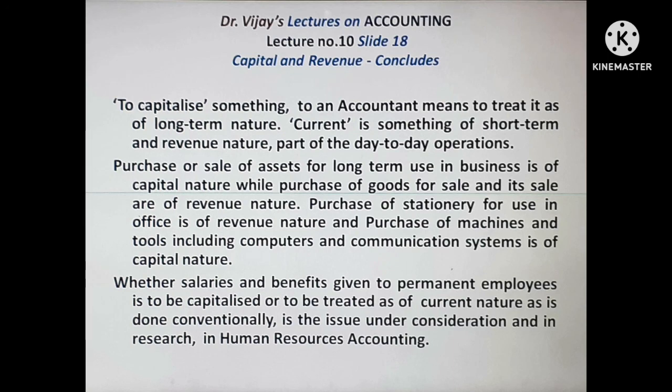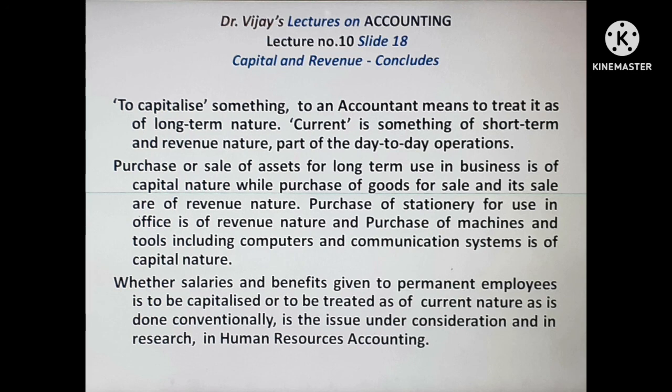Our explanation of capital and revenue and this lecture number 10 concludes with this slide. To capitalize something to an accountant means to treat it as of long-term nature. Current is something of short-term and revenue nature, part of the day-to-day operations of the business. Purchase or sale of assets for long-term use in business is of capital nature, while purchase of goods for sale are of revenue nature. Purchase of stationery for use in office is of revenue nature, and purchase of machines and tools, including computers and communication systems, is of capital nature.